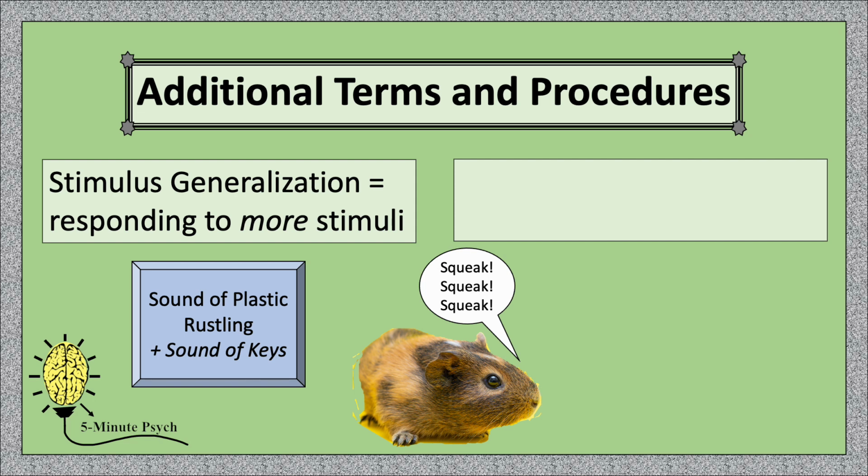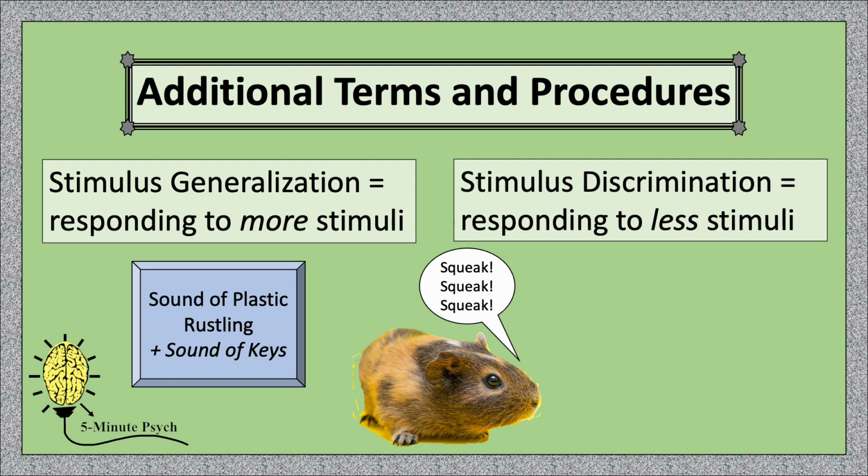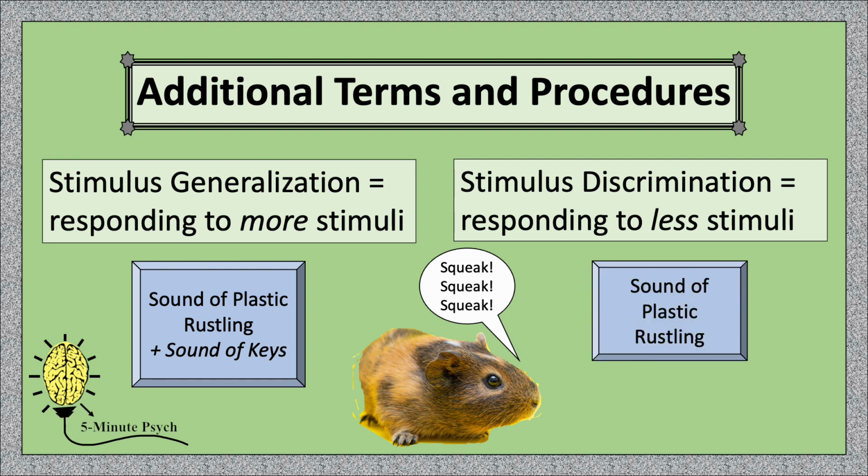Stimulus discrimination is the tendency to see a conditioned response only to a specific conditioned stimulus and not to other similar stimuli. So you see responses to less stimuli. With Sammy, she eventually realized that keys have nothing to do with lettuce, and she learned to distinguish the sound of plastic from keys by only squeaking to the plastic.